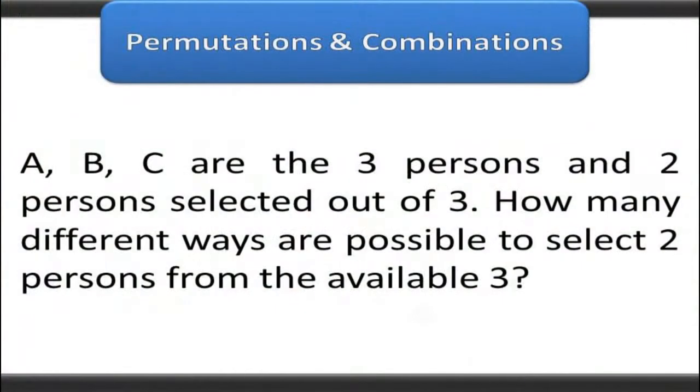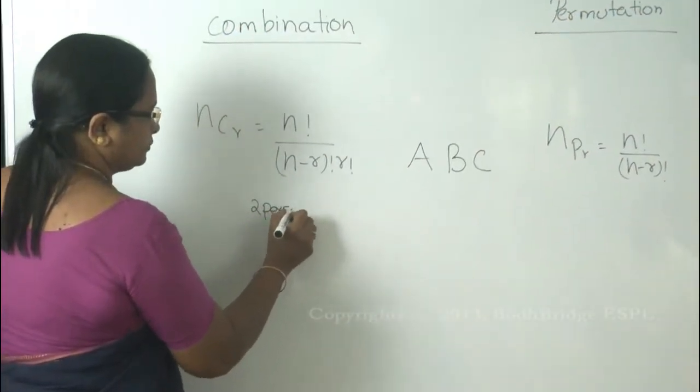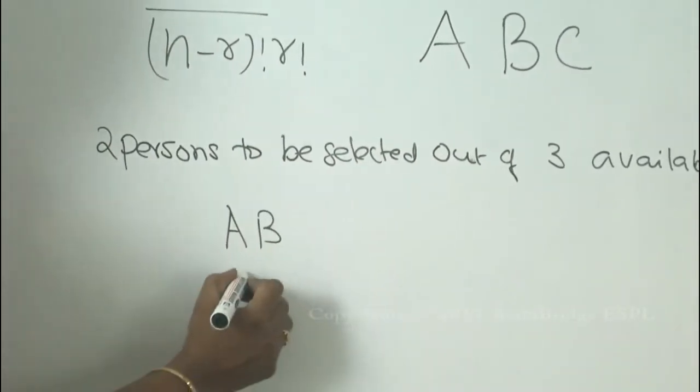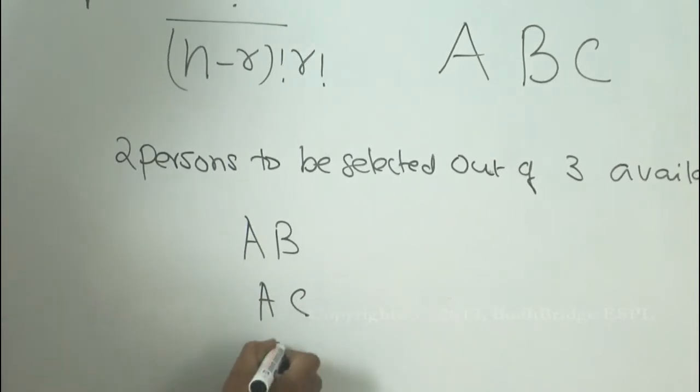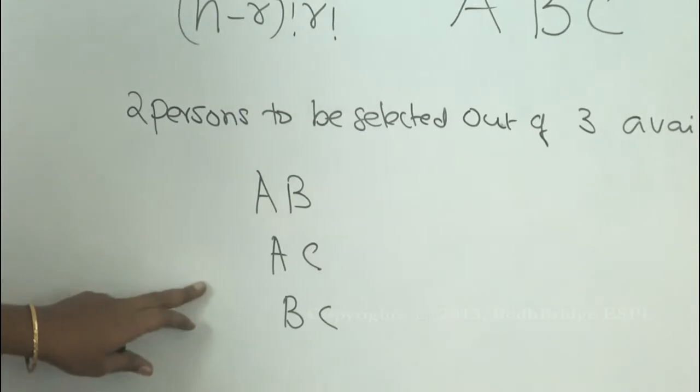These are the two formulae available for combination and permutation, but we will see how to do it without using the formulae. A, B, C are the three persons, and 2 persons are to be selected out of 3. How many different ways are possible to select 2 persons from the available 3? Selecting 2 persons out of 3, AB can be taken, or AC can be taken, or BC can be taken. So these are the only 3 possibilities available.